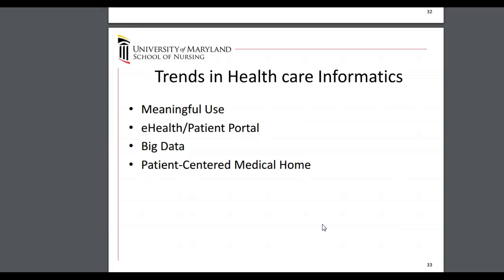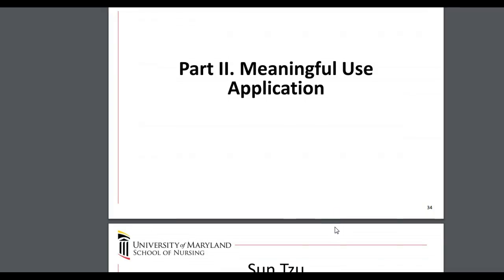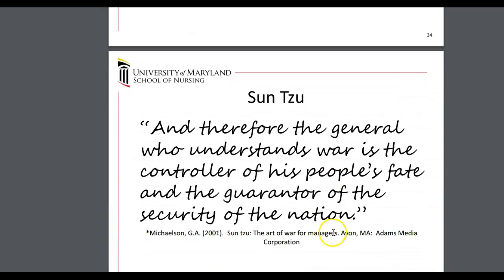So trends in healthcare informatics talk about meaningful use, e-health, patient portal, big data, and patient-centered medical home. All right, so meaningful use application.